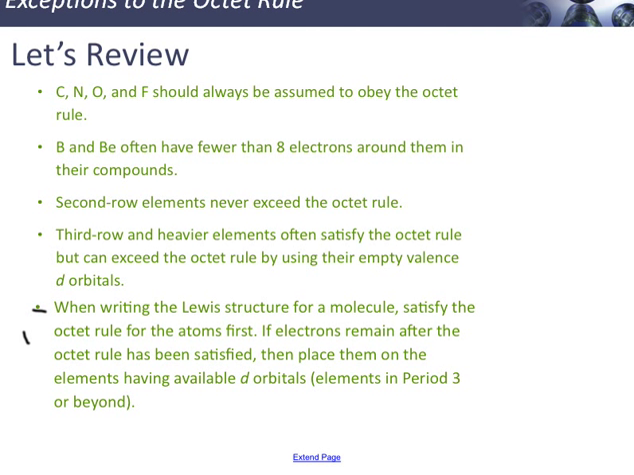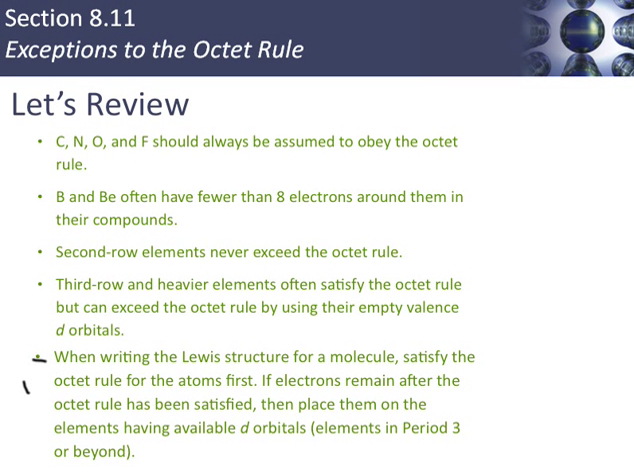Okay, so today we're going to review a little bit from Friday before we actually start our resonance structure and formal charge lecture. The very first bullet here refers to C, N, O, and F, which should always follow the octet rule, which we know. B and Be are electron deficient, so Be only needs 4 electrons to be full and 6 for boron. Second row elements never exceed the 8.